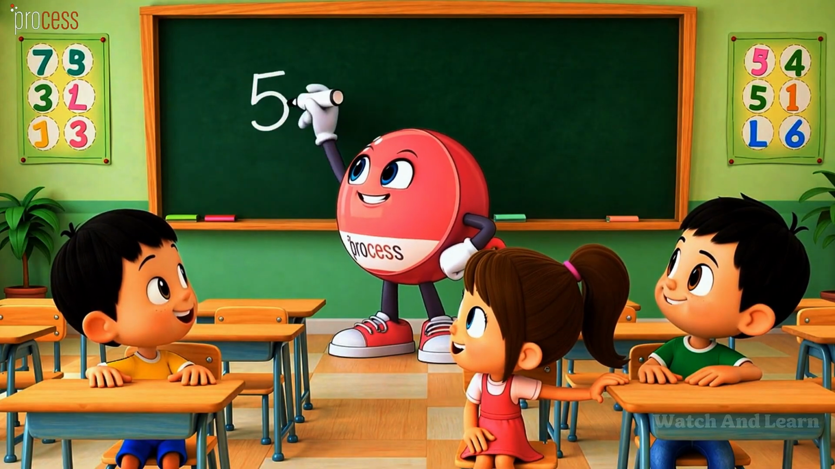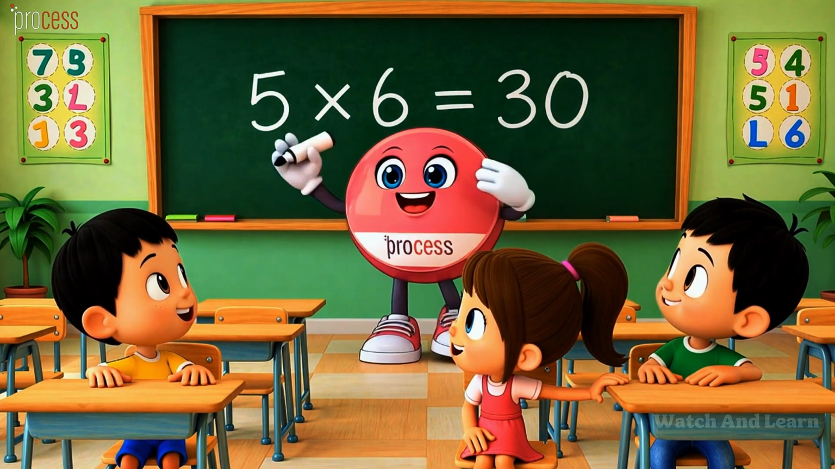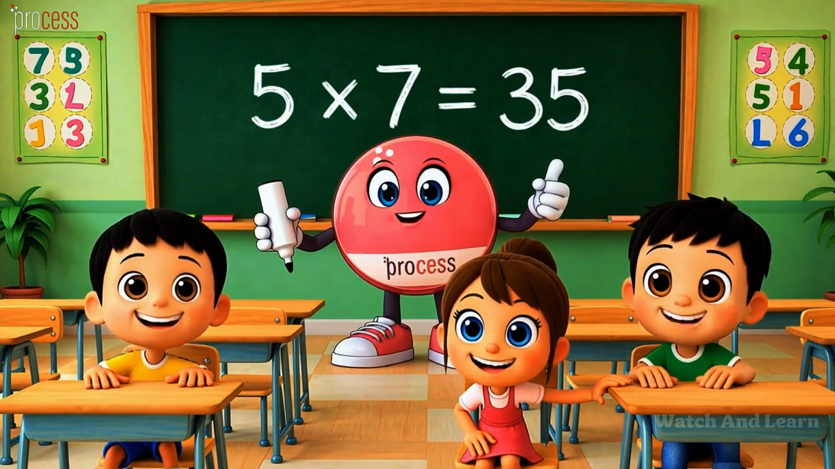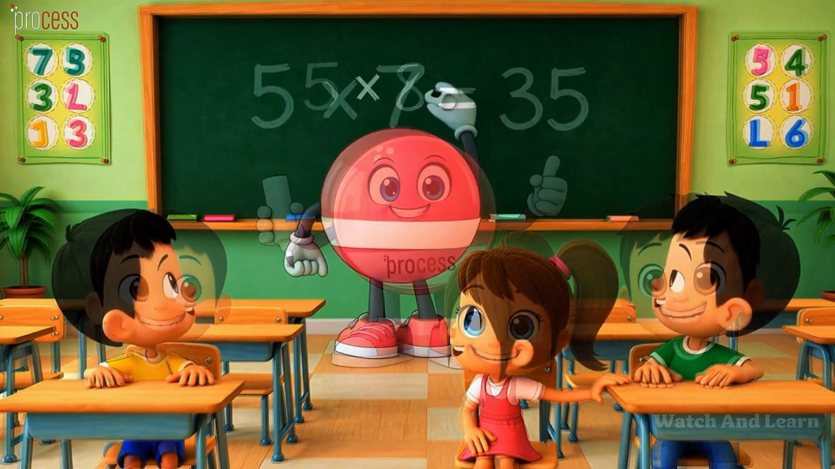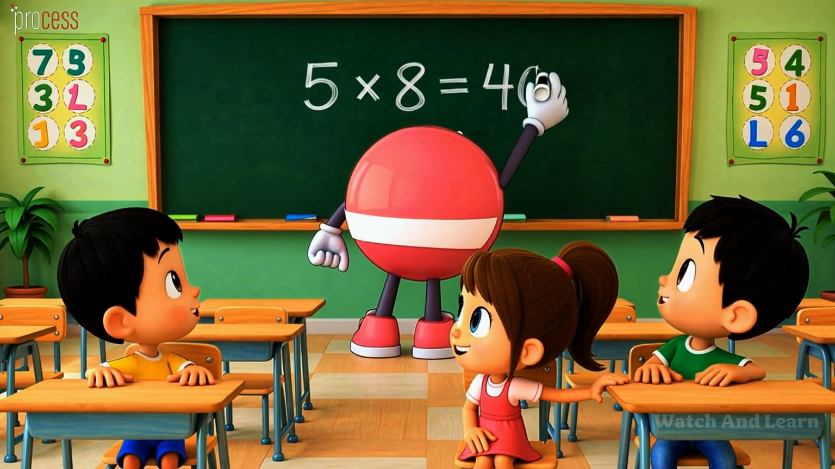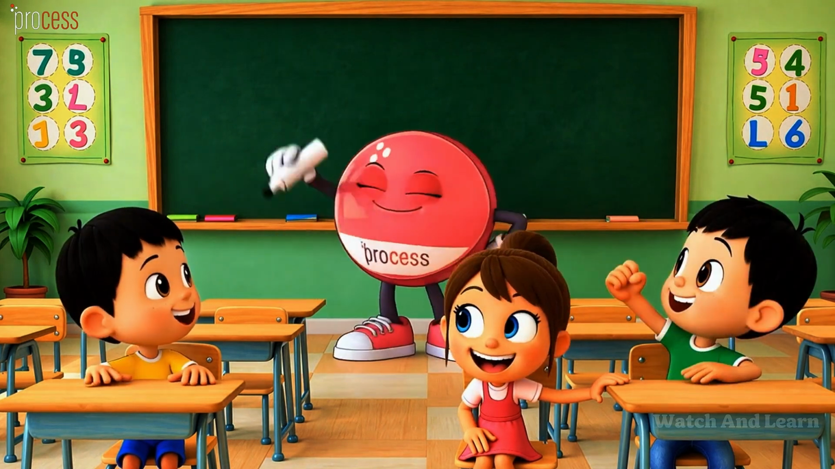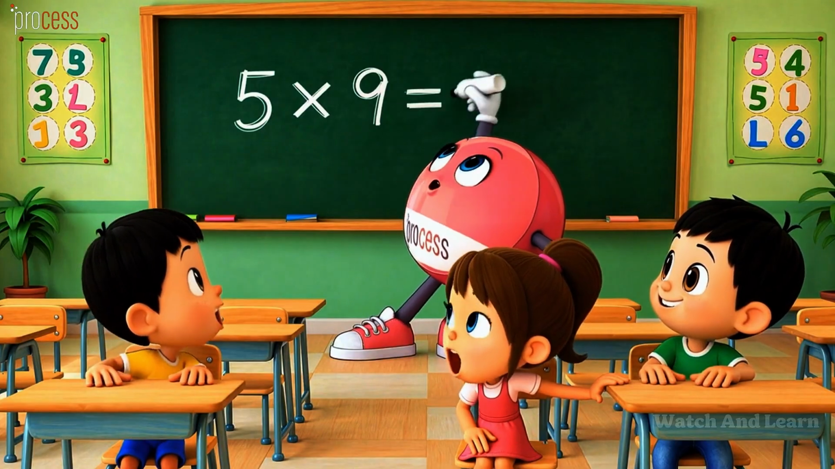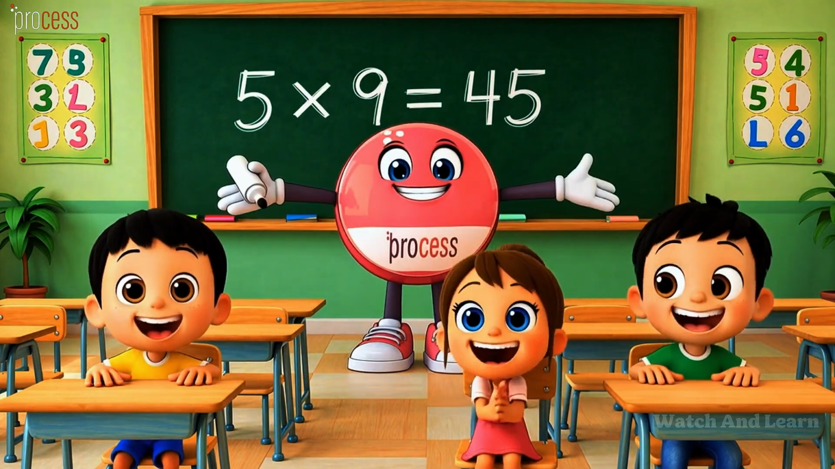5 times 6 equals 30. 5 sevens are 35. Excellent. 5 eights are 40. 5 nines are 45. Yes! 5 times 9 is 45. Excellent!